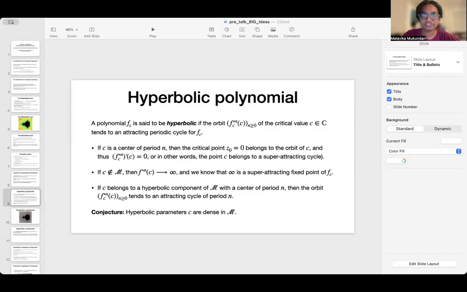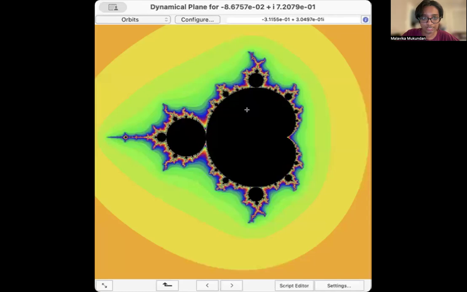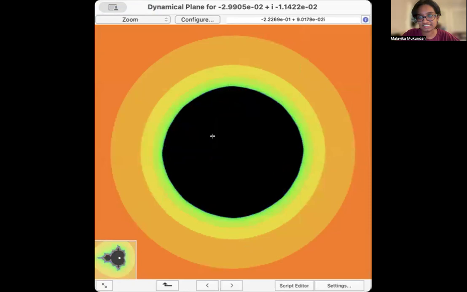Let me go back to Fractal Stream. I said that this component, the biggest bubble that you see right here, is a component of period 1. So this is the point 0. This is z squared. If I look at its dynamics, I see that 0 is a fixed point, and then everything inside this black set tends to this fixed point. So 0 is a super attracting fixed point.